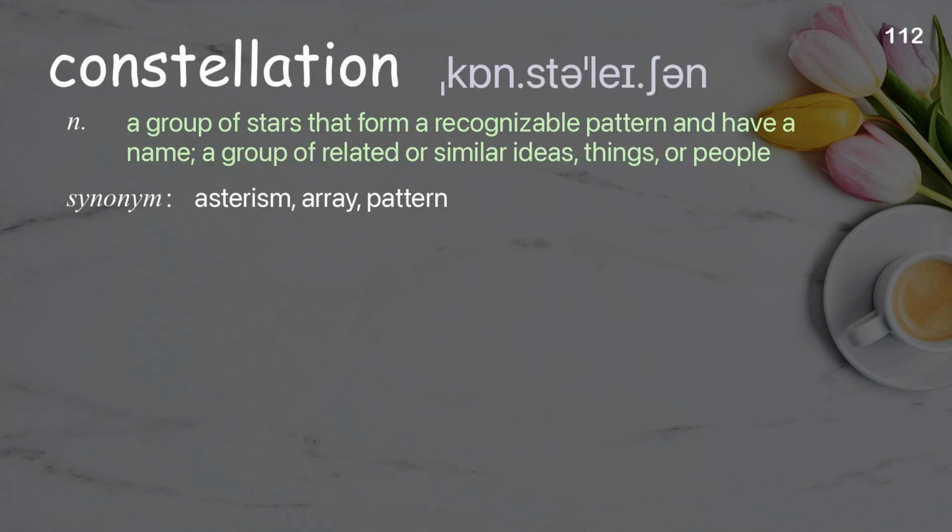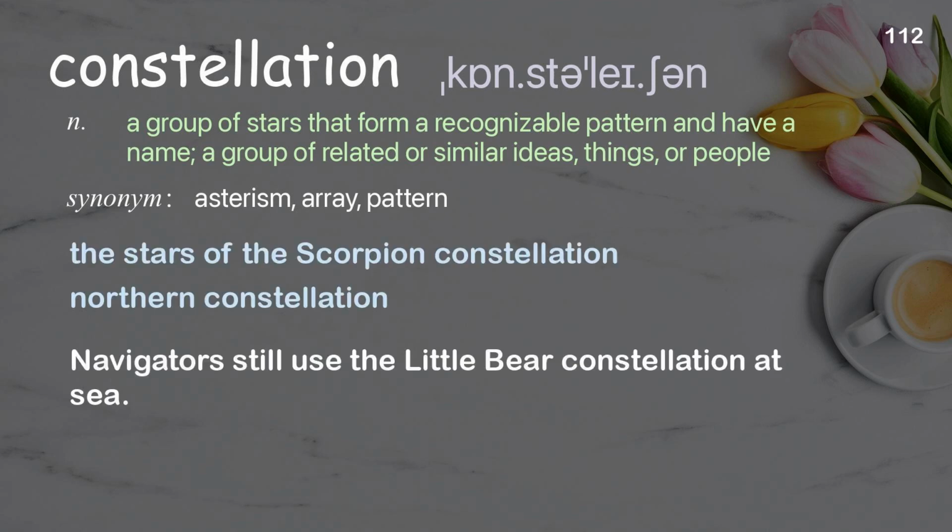Constellation. A group of stars that form a recognizable pattern and have a name, a group of related or similar ideas, things, or people. Examples: The stars of the Scorpion constellation. Northern constellation. Navigators still use the Little Bear constellation at sea.